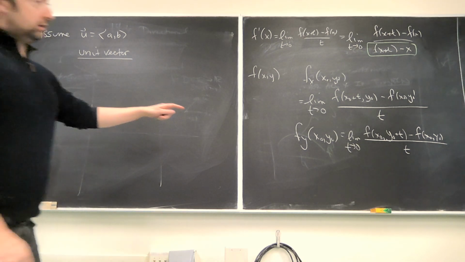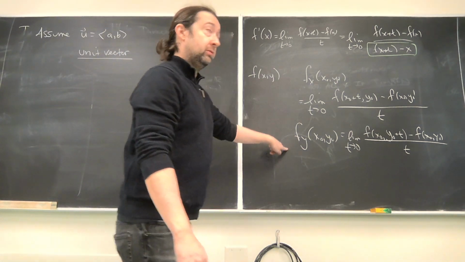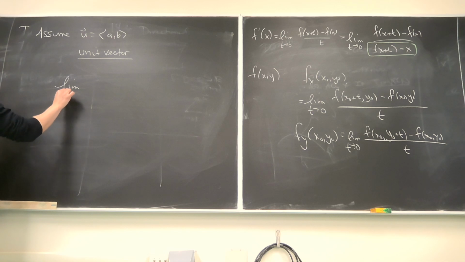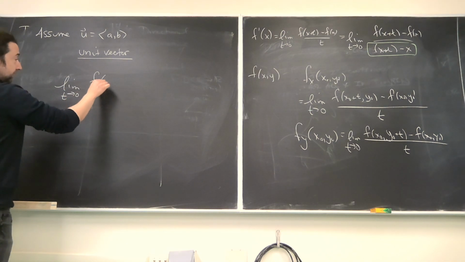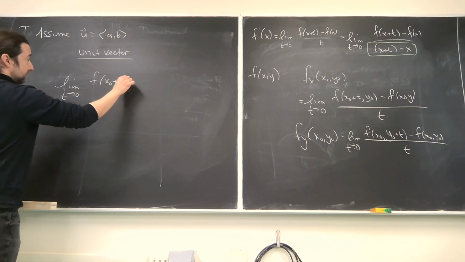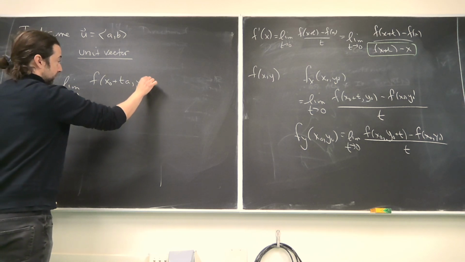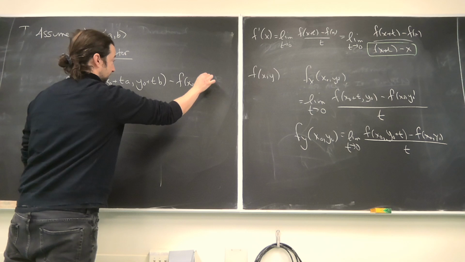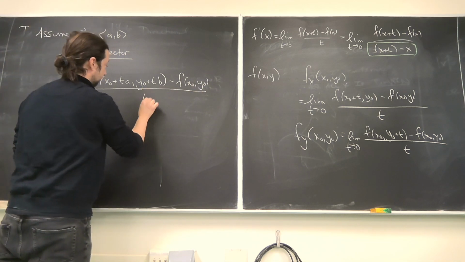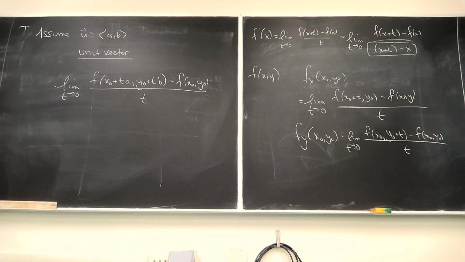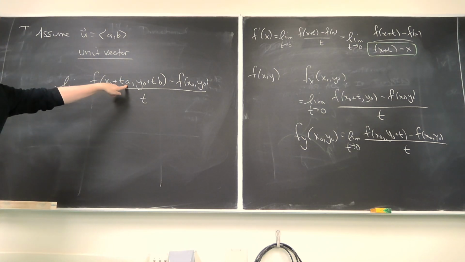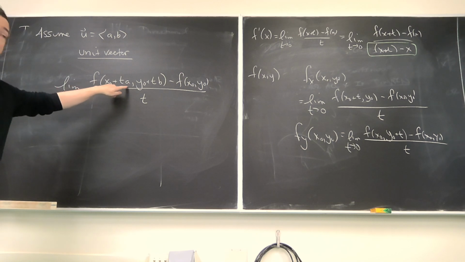And now, instead of moving in the x direction or the y direction, I can take a limit as t goes to 0 of f of x naught plus ta, y naught plus tb, minus f of x naught y naught, all divided by t. So essentially what we're saying is, instead of moving in the x direction or the y direction, move in a combination. Move towards the vector ab.